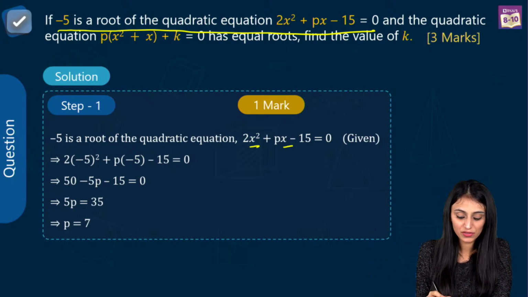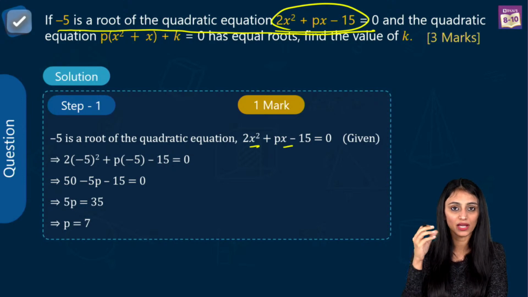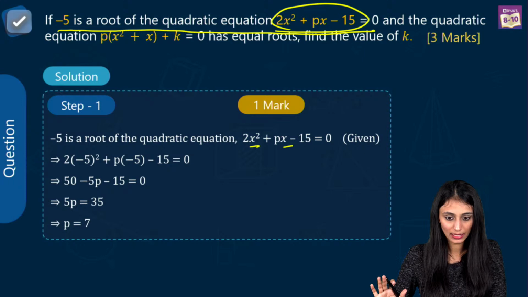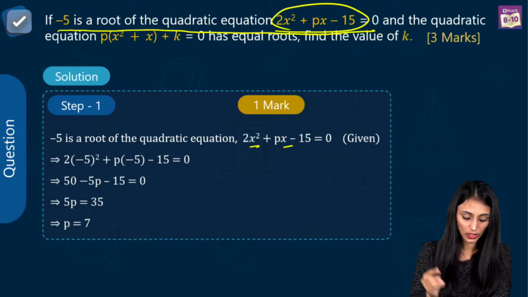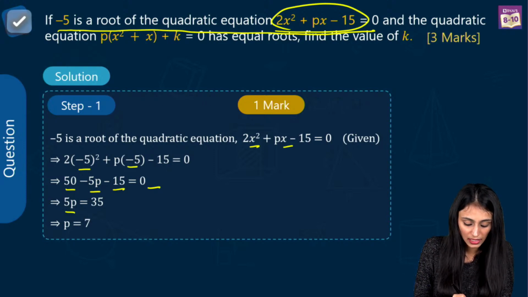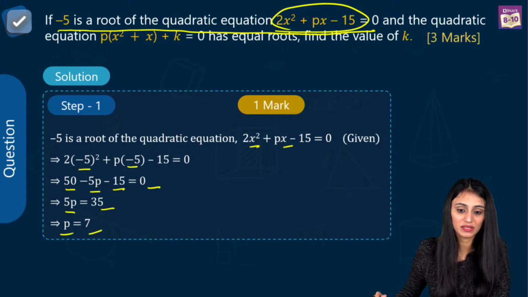So here minus 5 is the root of this equation. What does this mean? That if I replace x with minus 5, entire equation should be equal to 0, right? I'm explaining one more time. Okay, so I'll put minus 5 here wherever we have x. This becomes 50 minus 5p minus 15 equal to 0. That means 5p equal to 35. So p would be 7.